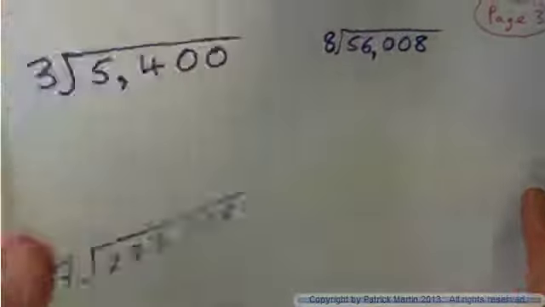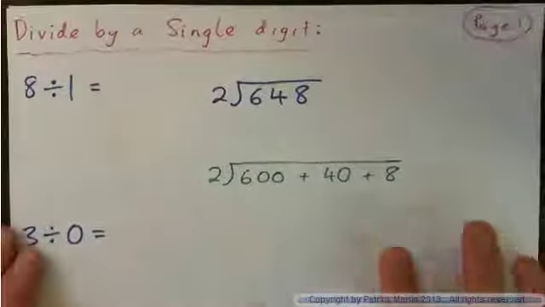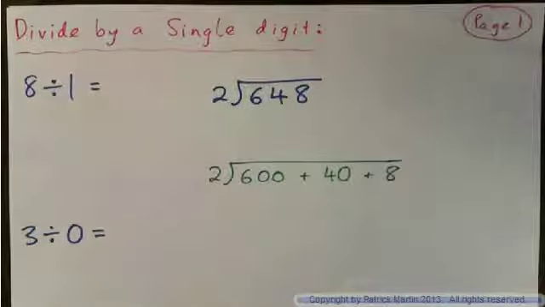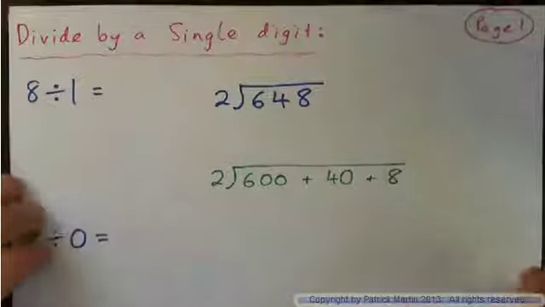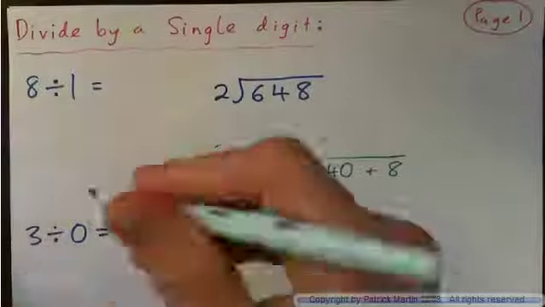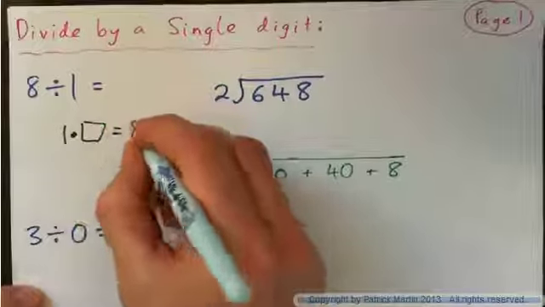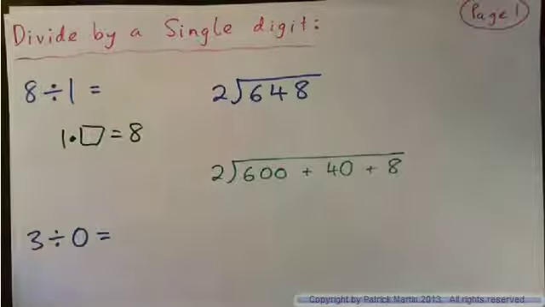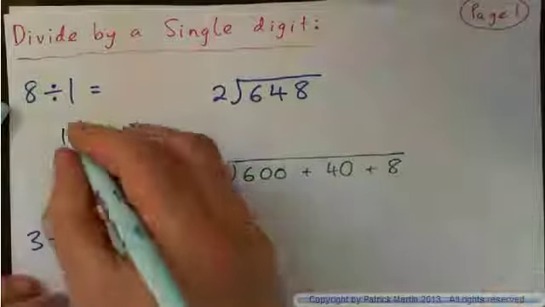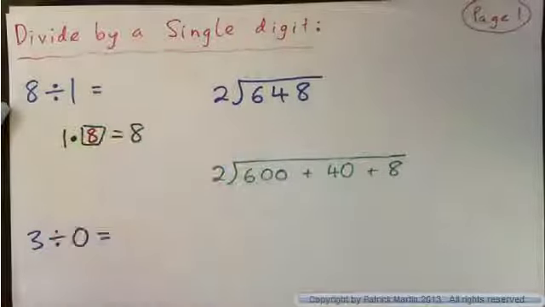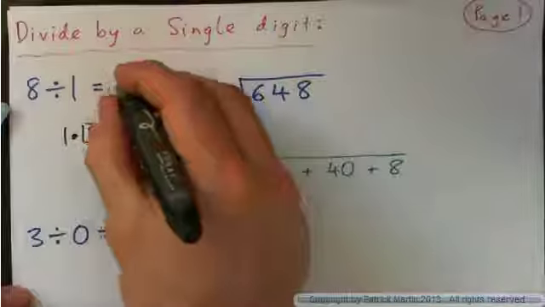So let's start with page 1 and write down the answer to 8 divided by 1. What's 8 divided by 1? And again, you might remember the trick is, it's kind of like saying 1 multiplied by what would give you 8. So 8 divided by 1 is 1 multiplied by what? 8. So 8 divided by 1 would be 8, right?